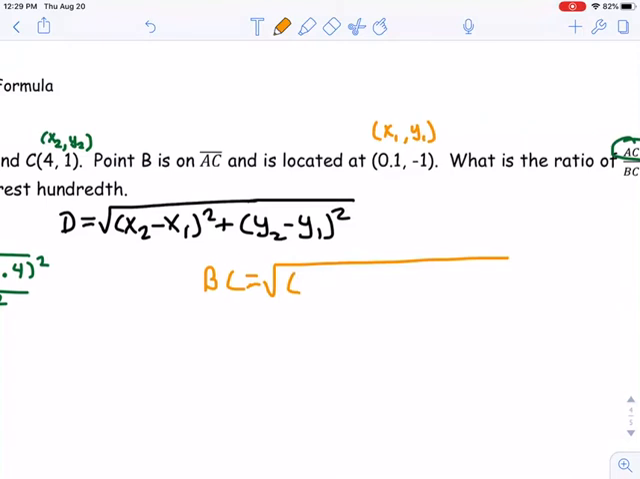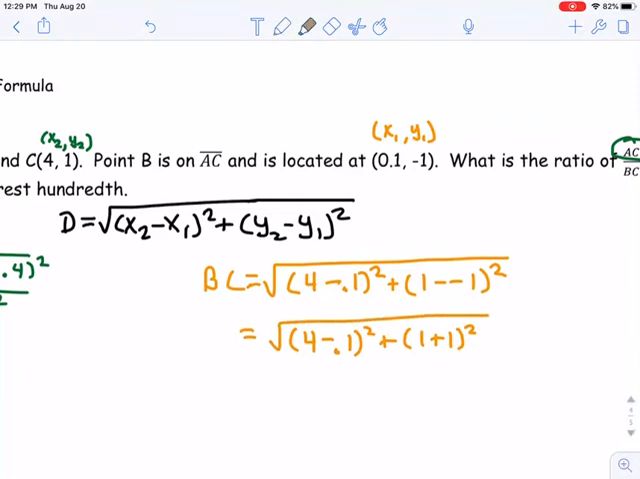All right, so plug in things again. 4 minus 0.1 squared plus 1 minus -1 squared. Now I'm just going to clean this up before I start to do any computations. On this right part, it becomes 1 plus 1 squared, because all I did was take this minus negative and make it a positive. So then I'm going to start doing computations. 4 minus 0.1 is 3.9 squared. 1 plus 1 is 2 squared.